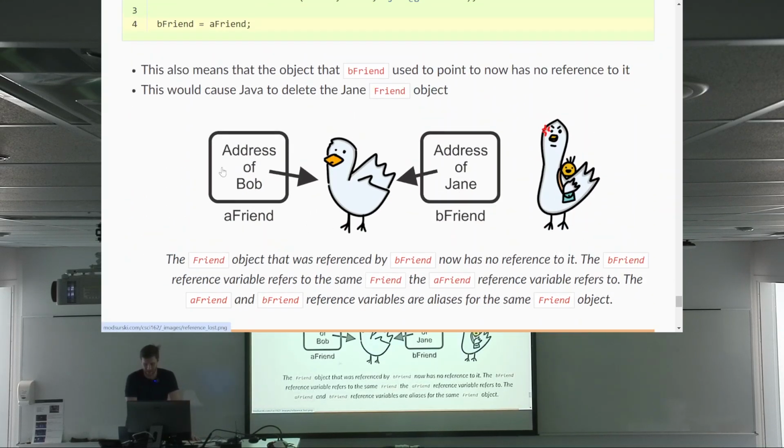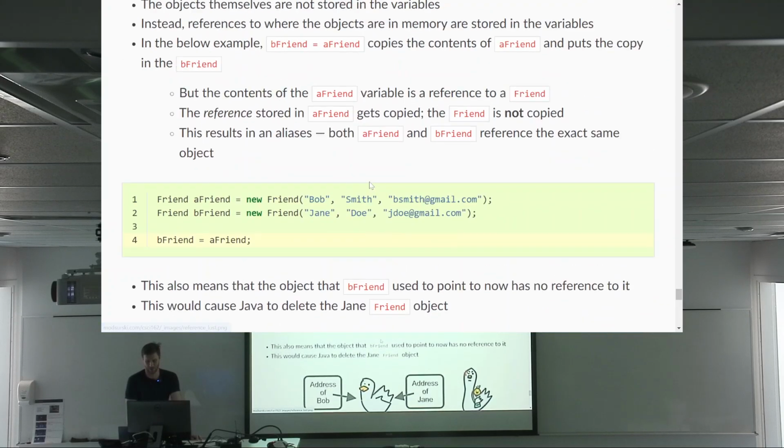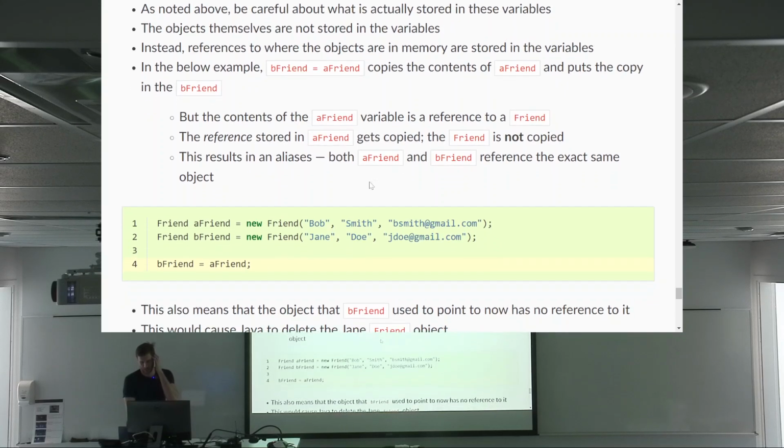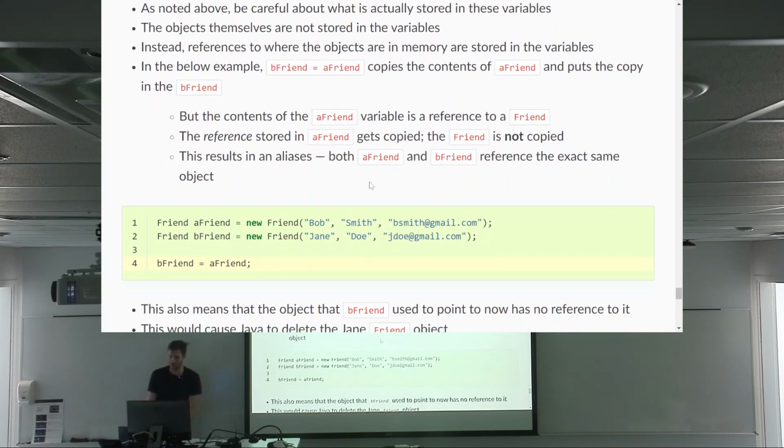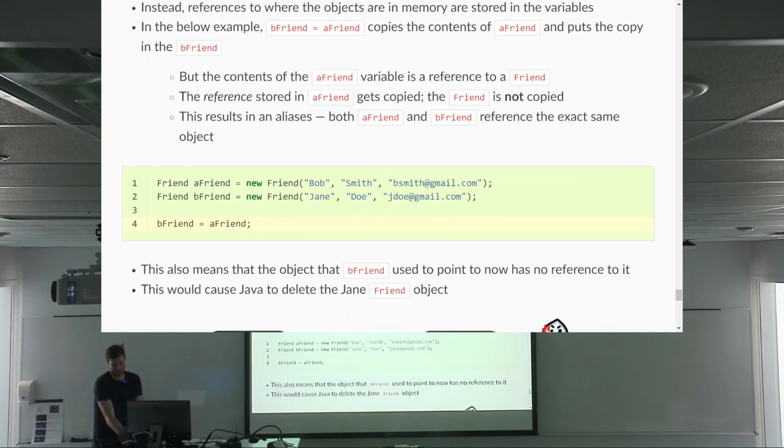Like this. The contents of aFriend, which is the address of Bob. So imagine this has some memory address in it. Memory address 17. So memory address 17 would be there, and it references this one, okay? That's what's going on. But the contents of aFriend variable is a reference to a friend. The reference stored in aFriend gets copied. The friend is not copied. The result is an alias, okay? This is the same as Python. It's just review.